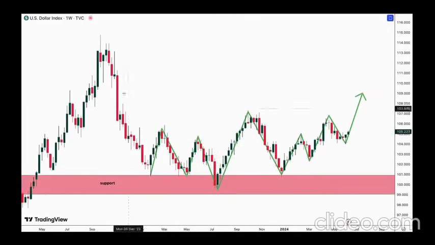Okay guys, from this point coming down to this point, the market was in a downtrend. Why? Because the market was breaking lower lows and respecting lower highs. So that means this was a downtrend.